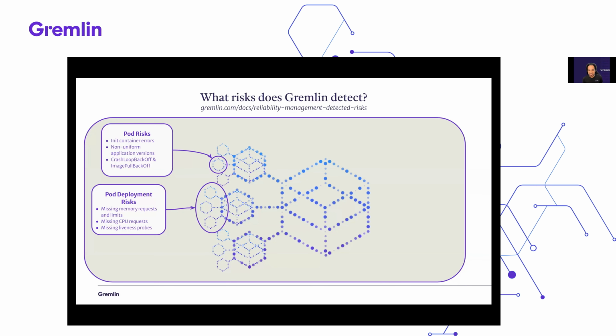And lastly, for deployments, we look to see if you have liveness probes enabled. This is so that if a pod becomes unresponsive, Kubernetes can just automatically restart it for you. Otherwise, you might have to go in and restart the pod yourself.